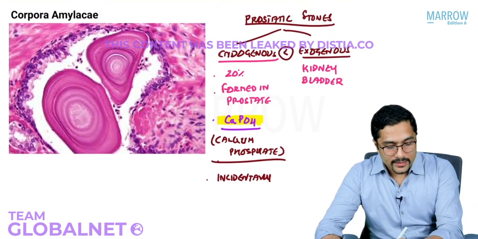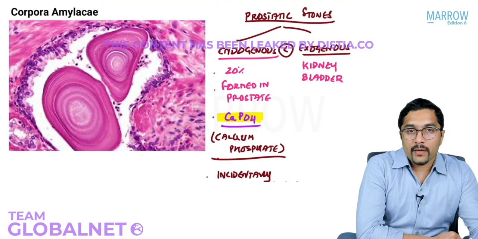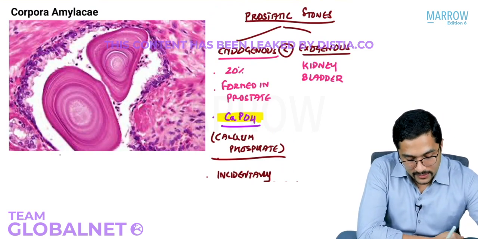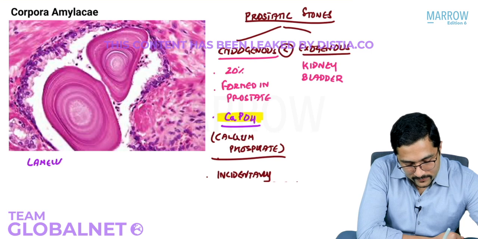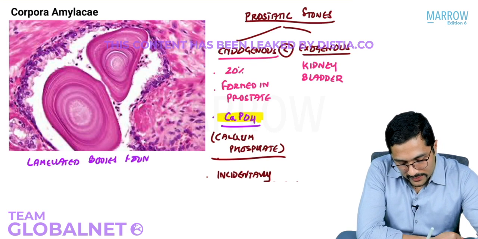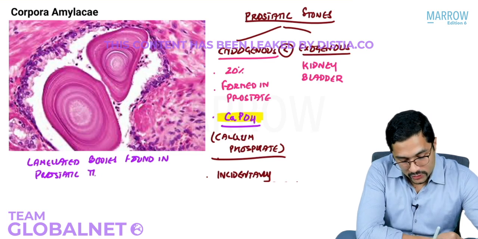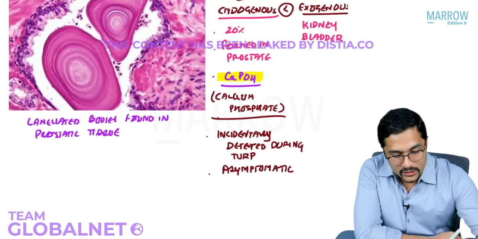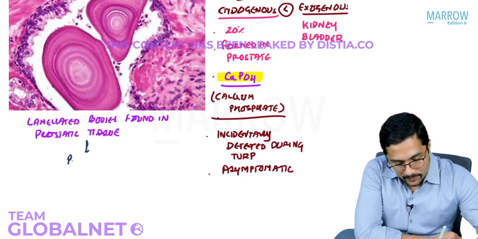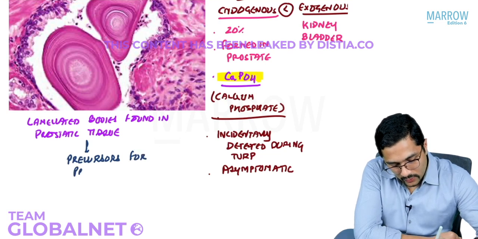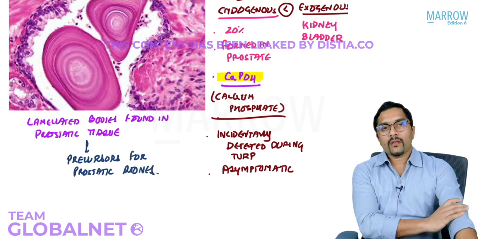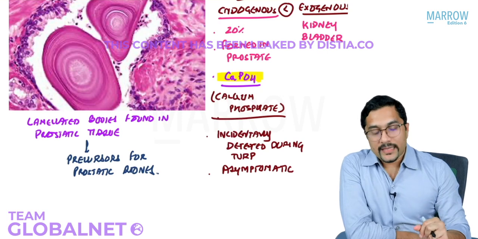Another question which was asked in the exam was regarding corpora amylaceae. So these corpora amylaceae are lamellated bodies found in prostatic tissue, and they are thought to be, the question which was asked in the exam, precursors for prostatic stones. Okay. So this is regarding prostatic stones.